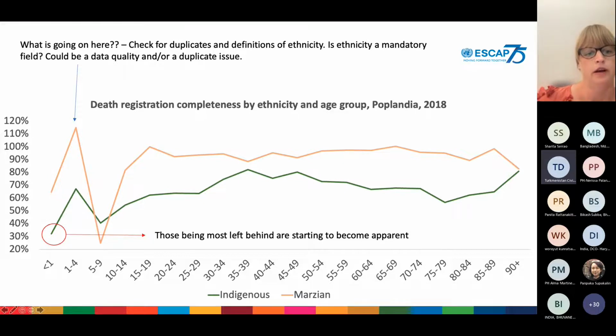Another thing that could be going on is the way that ethnicity is coded or collected. Maybe it's not a mandatory field in one data set or the other, or maybe the definitions don't align, or maybe some people got coded as one and not the other, depending on the data set. So there's some work we need to do to understand what's going on here. But we can definitely see in terms of the most disadvantaged, these Indigenous infants have the lowest rate of death registration, and that there's definitely a differential by ethnicity.